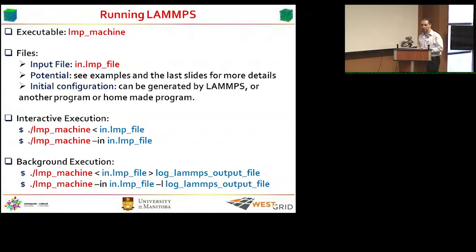To run LAMMPS, you need an input file. I will talk about the input file later. You also need a potential, because if you start a simulation, you need a potential to compute the forces. You also need an initial configuration. In LAMMPS, it's possible to read an initial configuration if you already have the file. The program can also generate some configurations.